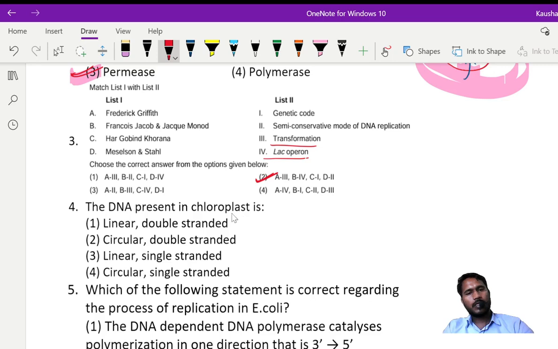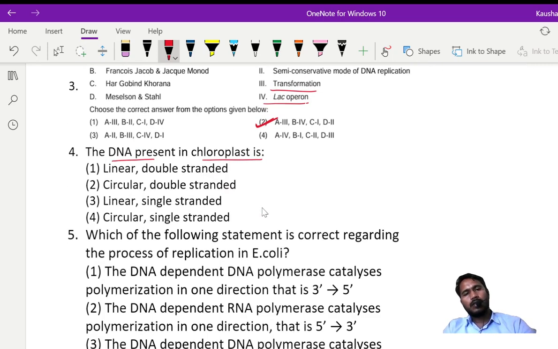DNA present in the chloroplast is, so you can find it as a question from the cell chapter, but it is also important, like what are the types of DNA. So DNA can be linear and double stranded. Eukaryotic DNA is linear and double stranded. Chloroplast is a eukaryotic part, present in the eukaryotic cell, but it has a different type of DNA. It is circular and double stranded. So the answer is this.